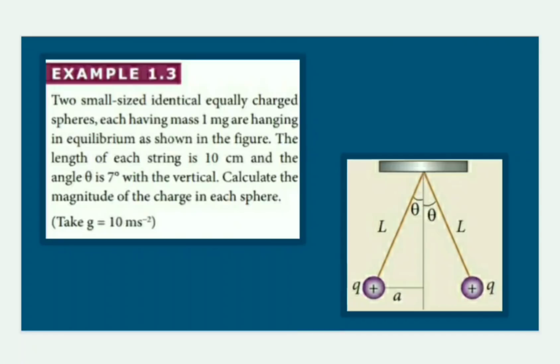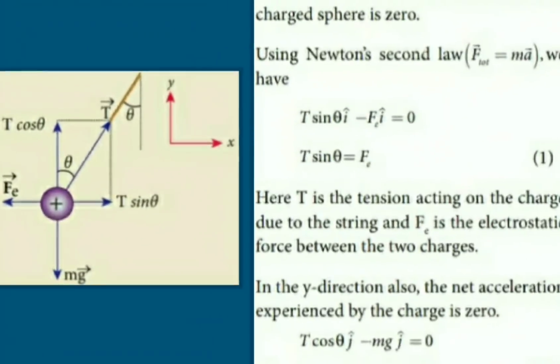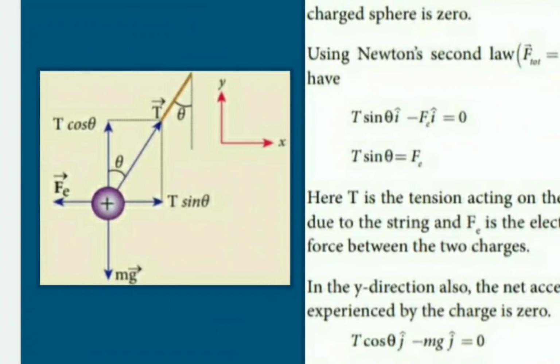So if angle theta is 7 degree, what is 2 theta then? It should be 14 degree. Calculate the magnitude of the charge in each sphere. So take g as 10 meter per second square. First of all we have to use the free body diagram over here. You can see it in the diagram.